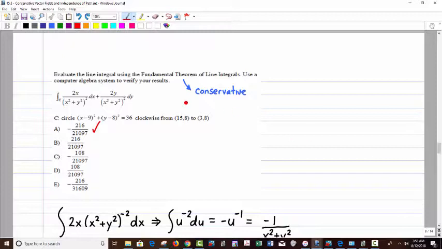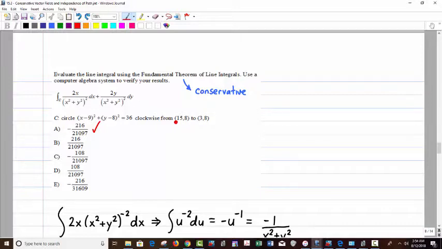All right. Okay, here I'm sort of telling you that when a problem ever says use the fundamental theorem of line integrals, you can assume it's conservative. You can check if you want to, but it has to be. In other words, they're telling you to use that theorem. It has to be conservative.